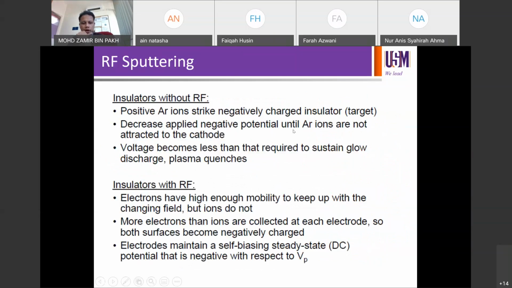If you use insulators with RF, electrons have high energy. This one is pretty much the same, but it has a conductive path to go through. So the difference is mainly on the conductive path.